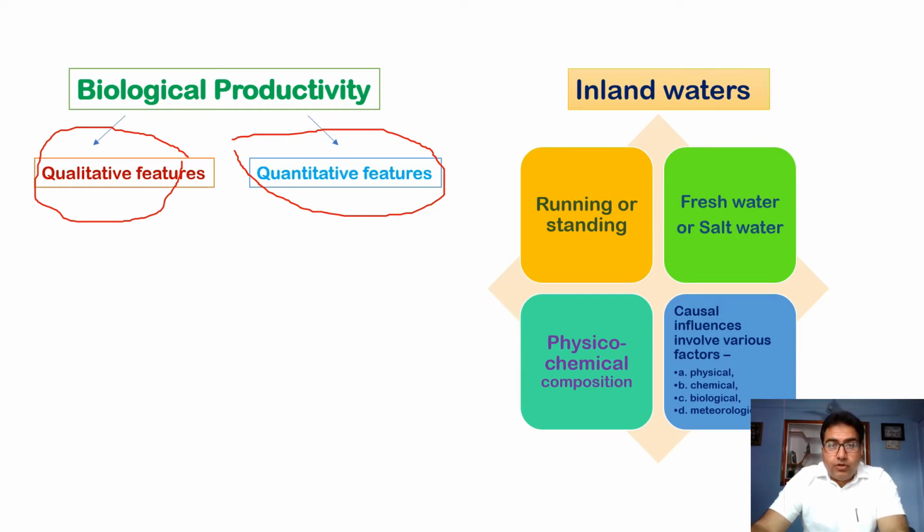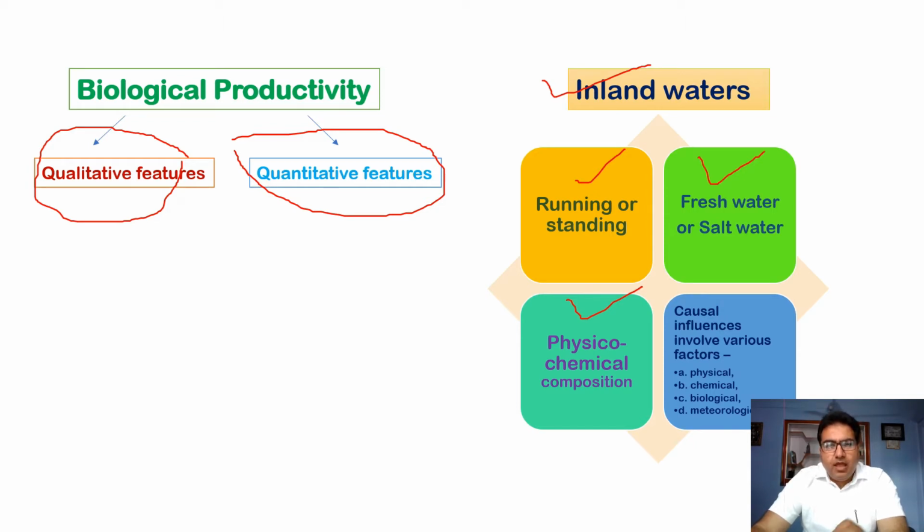Now, when we talk about inland waters, this term includes all kinds of waters, whether running or standing water, the fresh or the salt water, or other physicochemical composition which influence the water bodies and which are wholly or most completely included within the land masses.